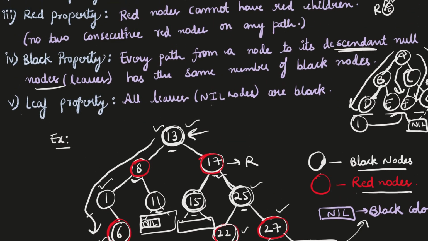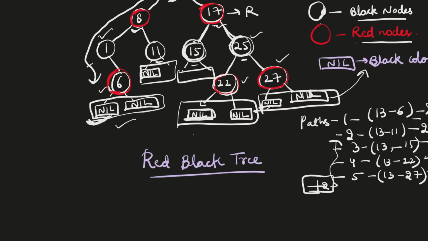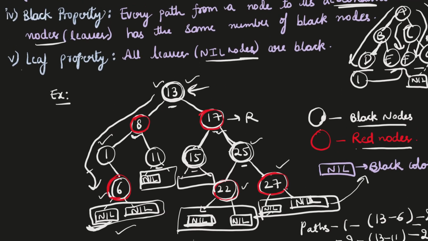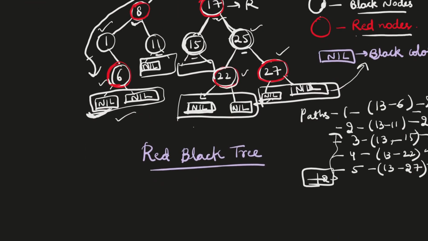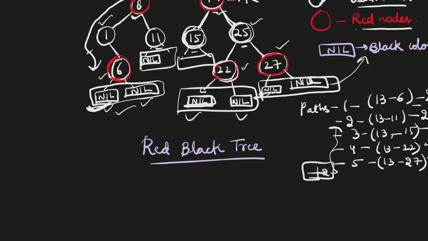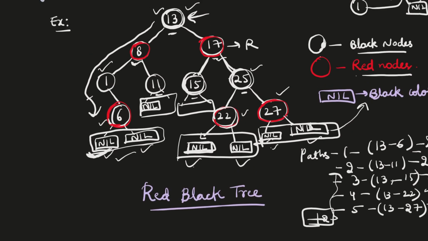The black property says this, so it is satisfied. Now coming to the last property, it says that all leaves are black. Here the leaves, he has said that the leaves are nil nodes. So all the nil nodes are black in color as it is in the property. So this red black tree has satisfied all the 5 properties, so this can be concluded as a red black tree. If it dissatisfies any one of the properties, then it would not be considered a red black tree.